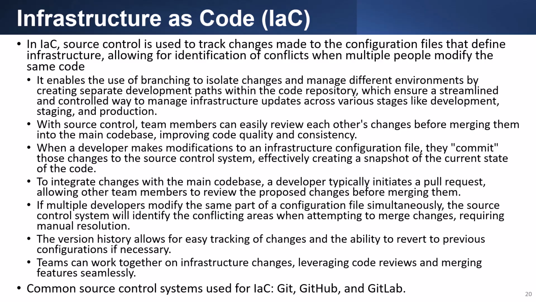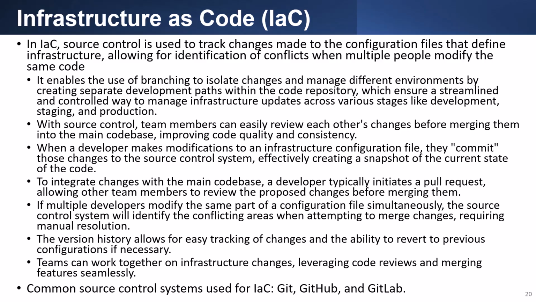With source control, team members can easily review each other's changes before merging them into the main code base, improving code quality and consistency. When a developer makes modifications to an infrastructure configuration file, they commit those changes to the source control system, effectively creating a snapshot of the current state of the code. To integrate changes with the main code base, the developer typically initiates a pull request, allowing other team members to review the proposed changes before merging them.